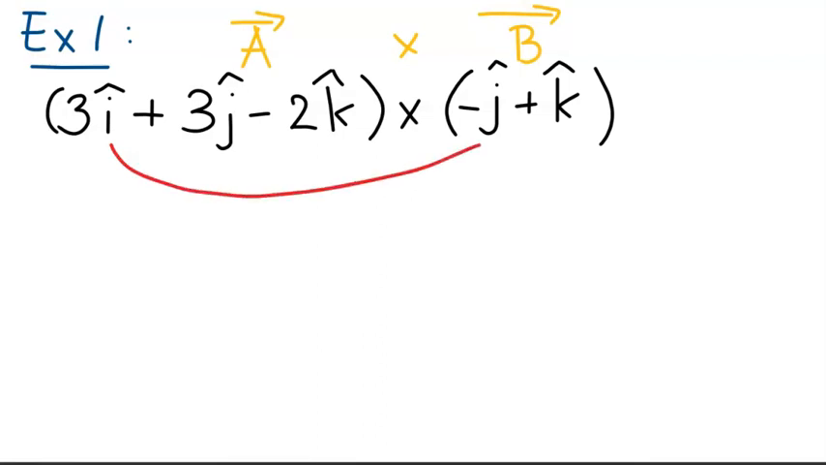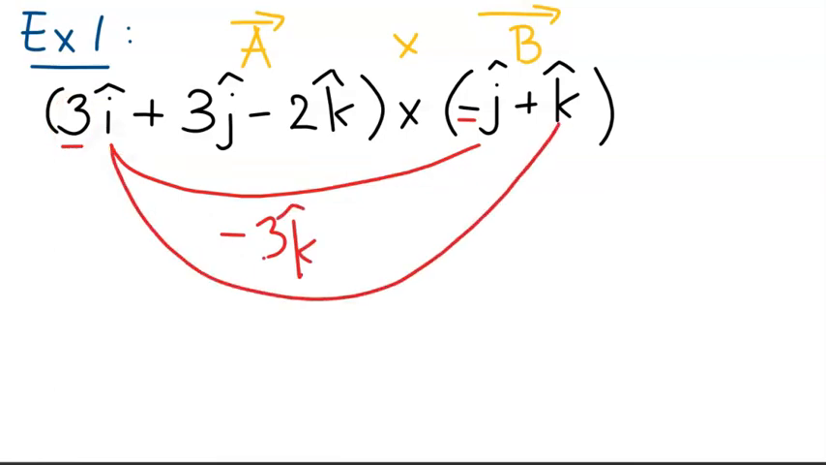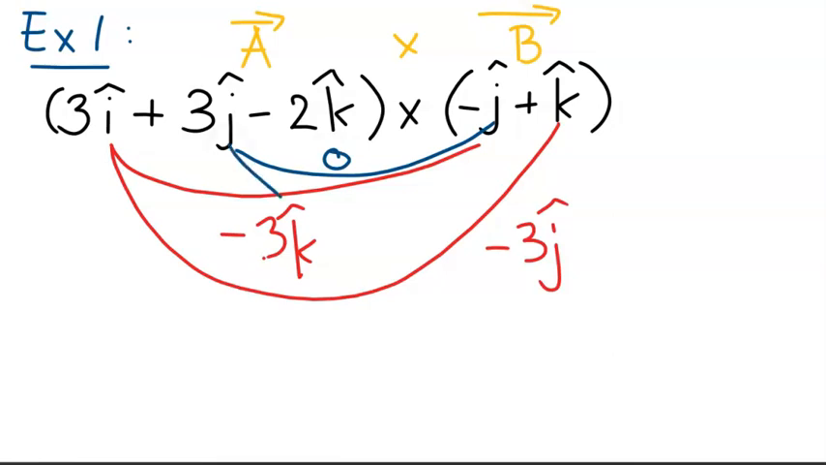First, i hat and j hat, we know that to be k hat, but then you have 3 and minus 1 there, so that's going to give you minus 3k hat. Likewise, i hat and k hat gives you minus j hat, so together with the 3 you'll have minus 3j hat. Next, the second term: j with j is 0, j with k gives you i hat, with the 3, that will be 3i hat.